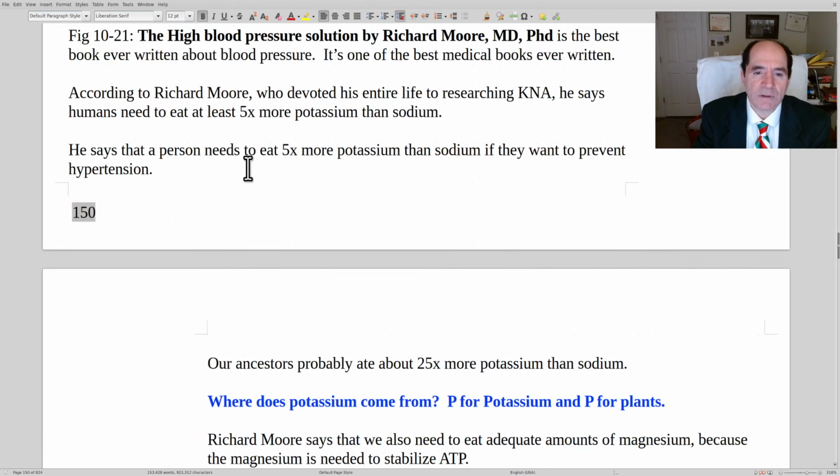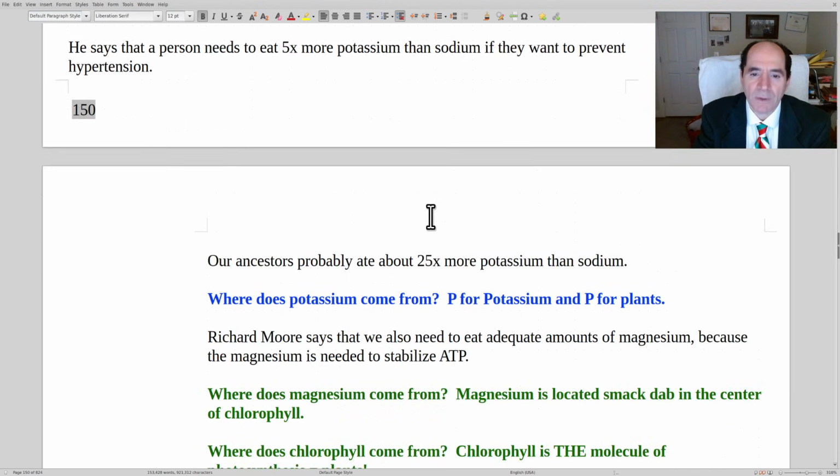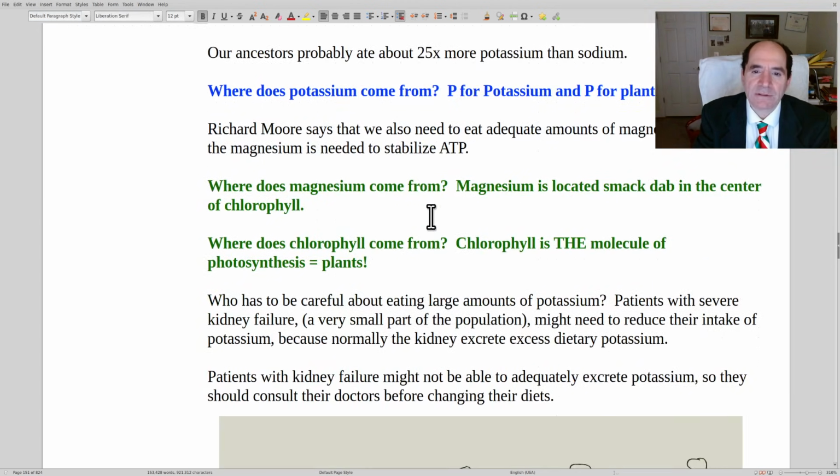He says that as long as a person eats at least 5 times more potassium than sodium, their blood pressure will probably be okay. But it depends how you define okay. I'd like to say at least 10 times more. Like I said, our ancestral ratio was probably about 25 times more. P for potassium, P for plants. That's where potassium primarily comes from. If you look at the nutrient labels on food, you'll see a lot of plant foods have 100 times more potassium than sodium.